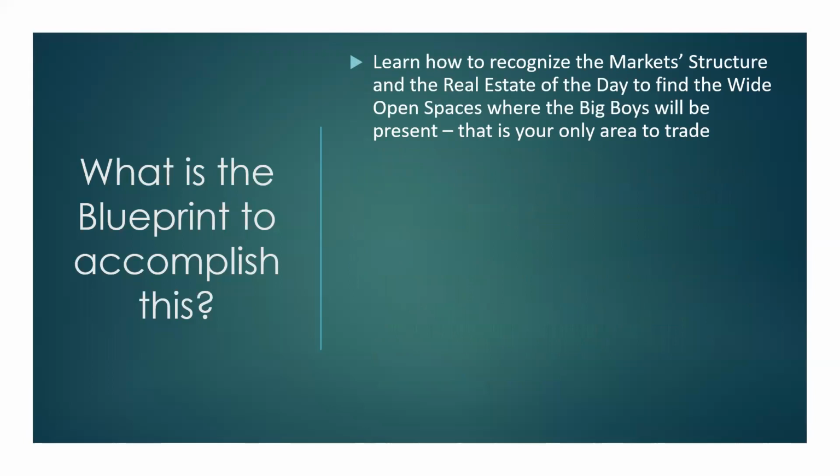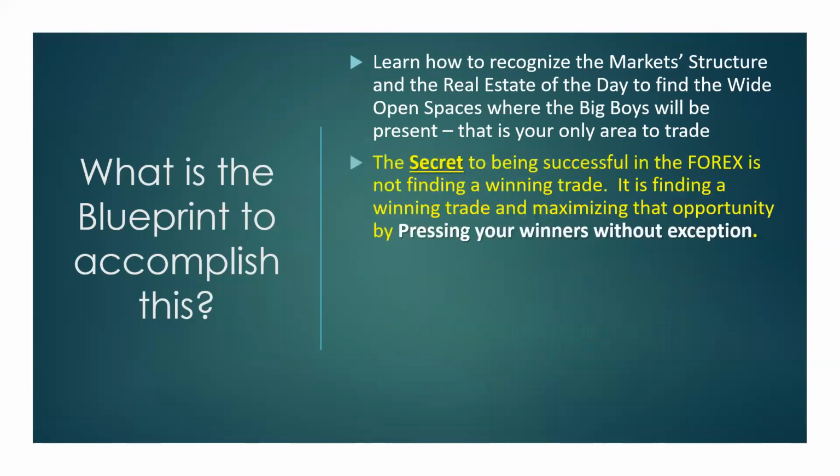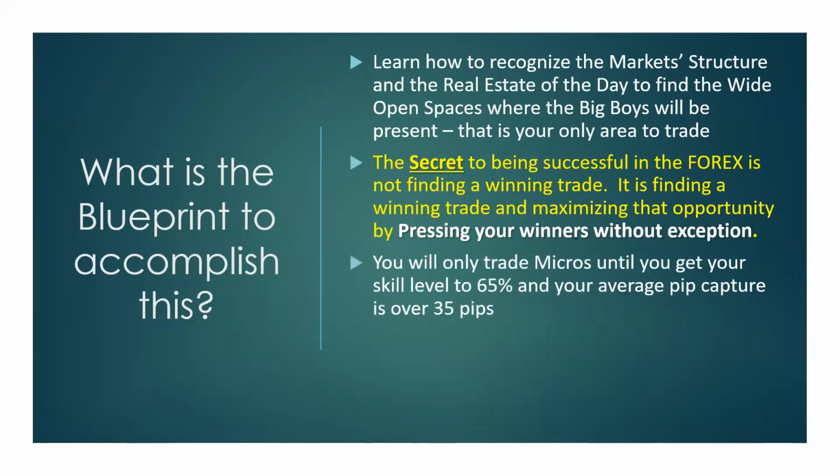That is your only area to trade. The secret to being successful in the Forex is not finding a winning trade. It's finding a winning trade and maximizing that opportunity by pressing your winners without exception. You will only trade micros until you get your skill level to 65% and your average pip capture is over 35 pips.